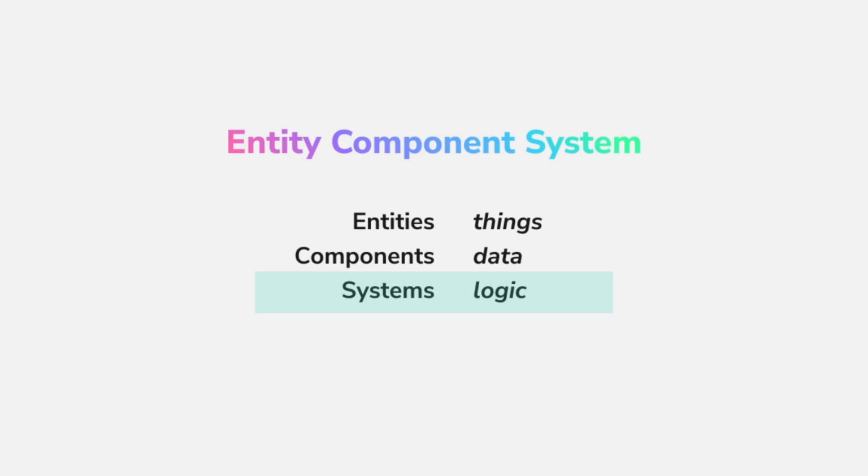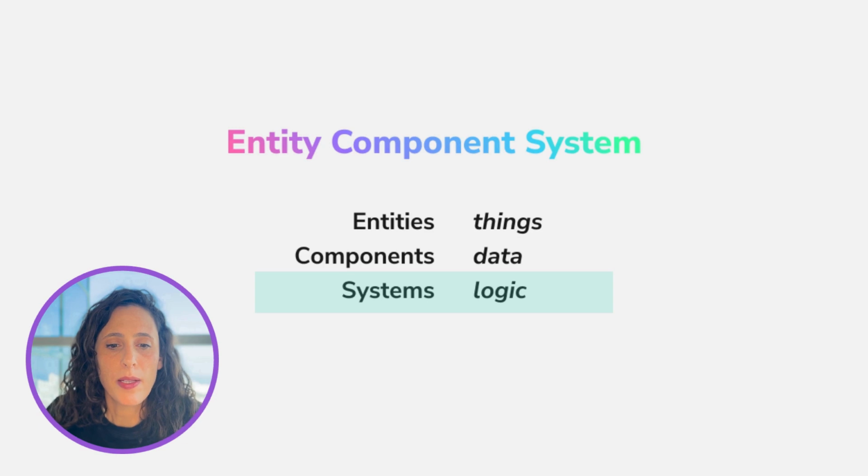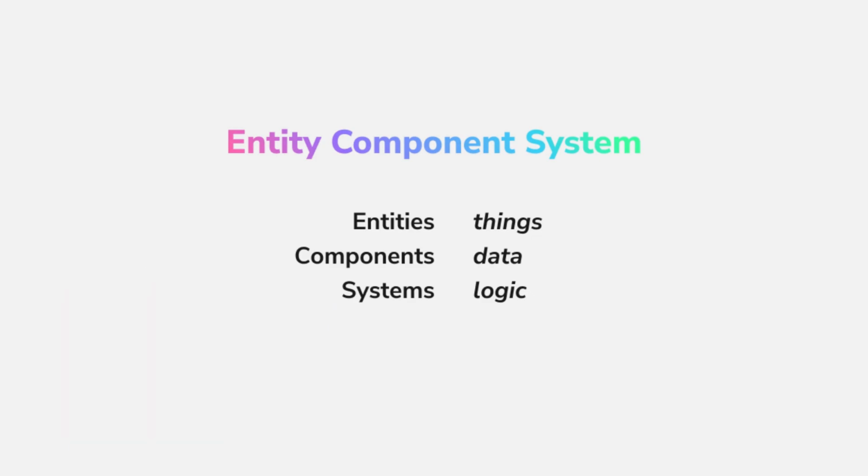Systems are processes that operate on entities with certain components. For example, there might be a pose system that only handles updates to the position and rotation of entities with pose component. Systems can add, remove, or modify components during runtime.